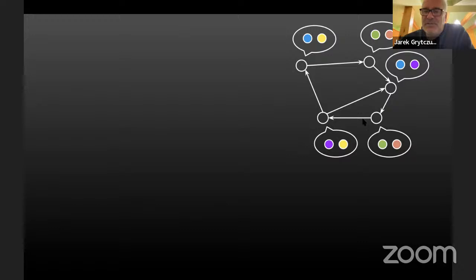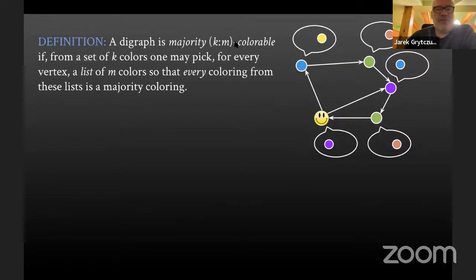But the property of these lists is that actually any coloring from these lists satisfies the majority condition. You can try. Maybe I made some mistake, but my intention was to find such an example that choosing any colors from this list, not just one color, any coloring, any colors, if not green, then red, and in any choice we get a majority coloring. So this is something like fractional coloring. I don't know how it is called.